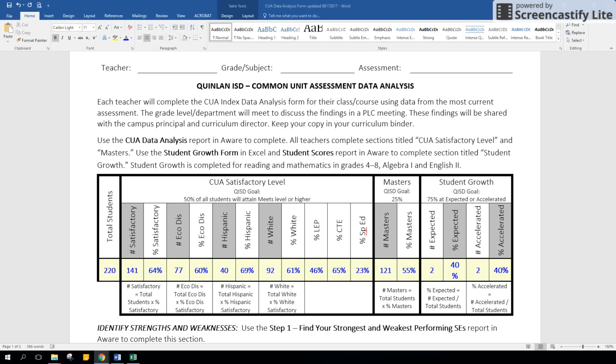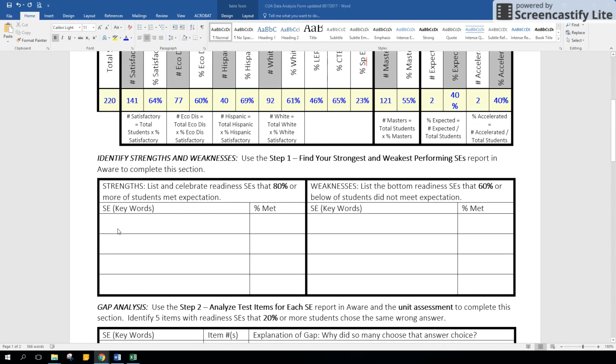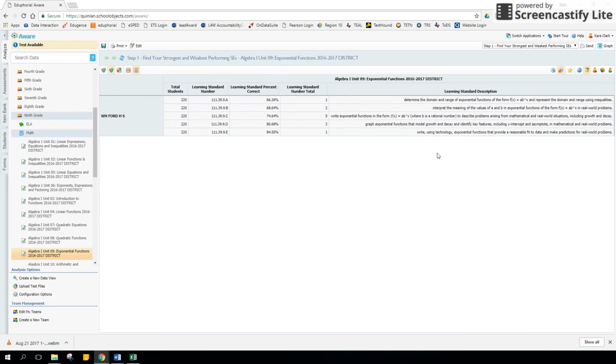Once we've completed the data analysis section, we are then going to move down to our strengths and weaknesses. For this section, we're going to use the step 1, find your strongest and weakest performing SEs report in AWARE. Again, if you don't know how to pull this report, please make sure you reference back to the teacher assessment resources where there is an instructional guide and a video on how to pull that report.